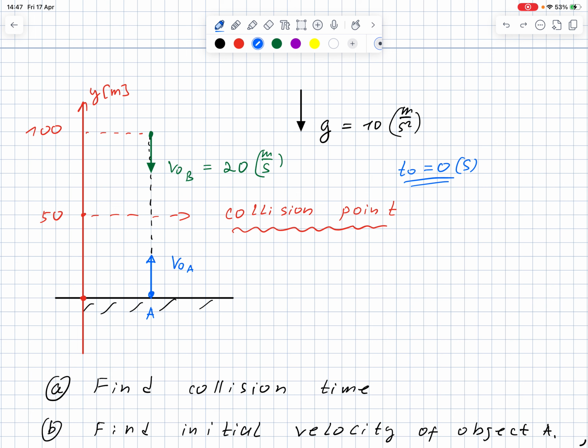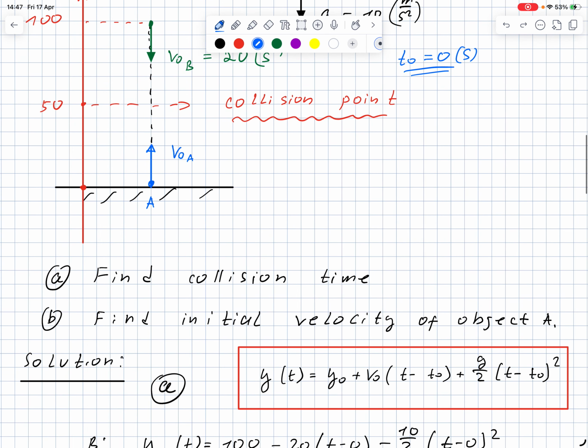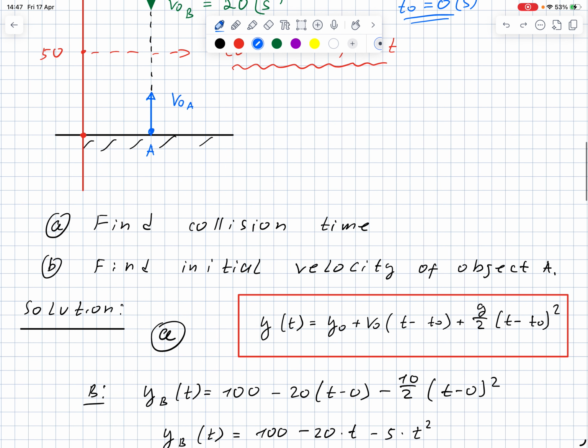So, to answer part A, I will use object B because I do know everything about this object. I know the initial position, velocity, and of course I know the acceleration. To answer this question, I'm going to use this formula for position of object B. So let's substitute the known values.